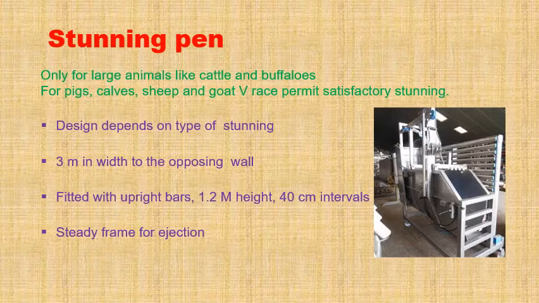The design of the stunning pen depends on the type of stunning. The stunning can be mechanical with some kind of gun, or with the help of an electrical stunner, or with gaseous stunning. So depending on that the design varies. Generally it should be 3 meters in width to the opposing wall. It should be fitted with upright bars about 1.5 meters in height with 40 centimeter intervals between the bars, and it should have a steady frame for the ejection of the animal after the stunning.